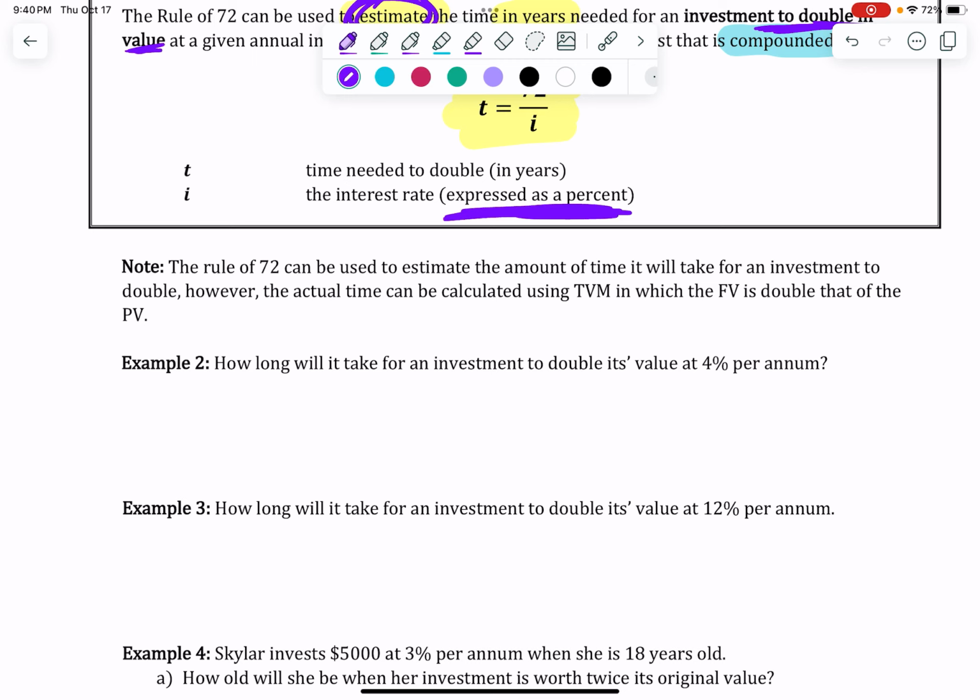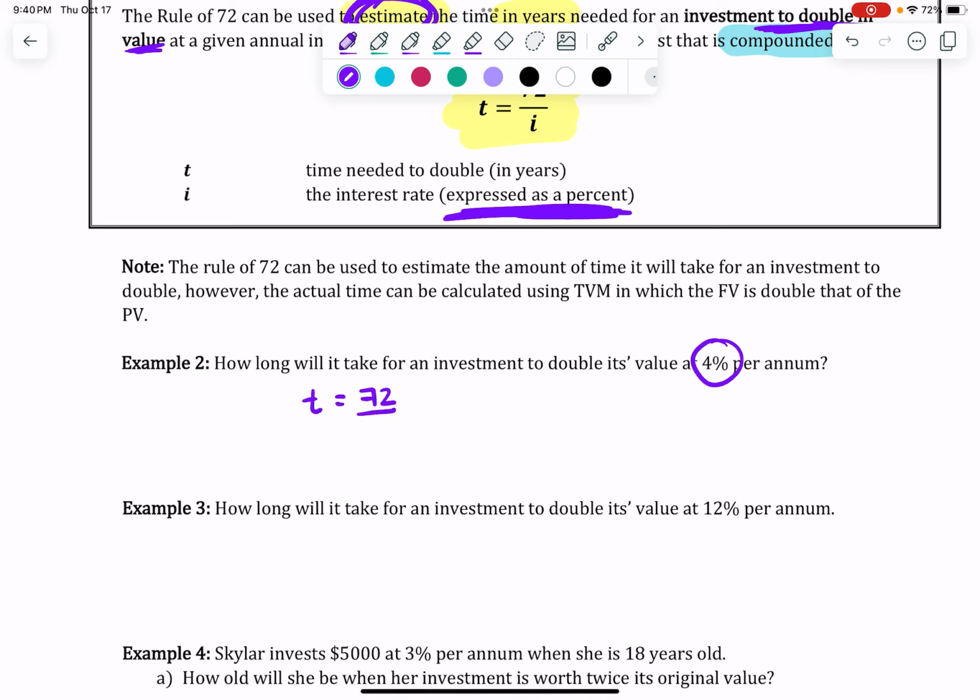is because I have no other information. If my other strategy was to look at TVM, I need way more information for TVM. And if my other strategy was, for whatever reason, simple interest, although it does not say simple interest, so we assume it's compound, I still can't use the simple interest formula because I don't have enough information. The only thing it actually gives me is the interest rate, which means my only way to go about doing this is to use the Rule of 72.